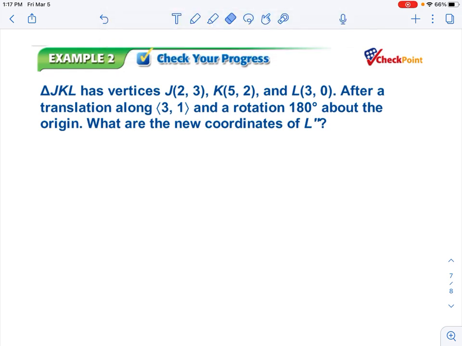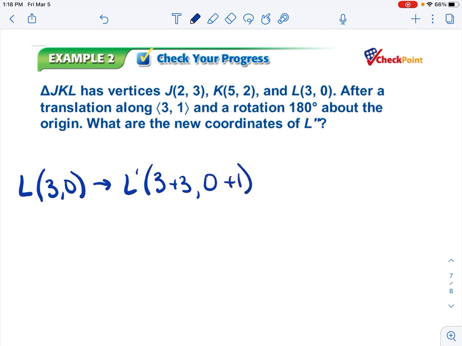Okay, so we have triangle JKL. We're going to do this without having a coordinate plane. Totally fine. After a translation along the vector <3, 1> and a rotation of 180 degrees about the origin, what is the new coordinate of L double prime? So we don't even have to care about the other ones. We can just worry about L, starting out at 3, 0, goes to L prime, where we say, well, 3 plus 3, and 0 plus 1 is equal to L prime of 6, 1.